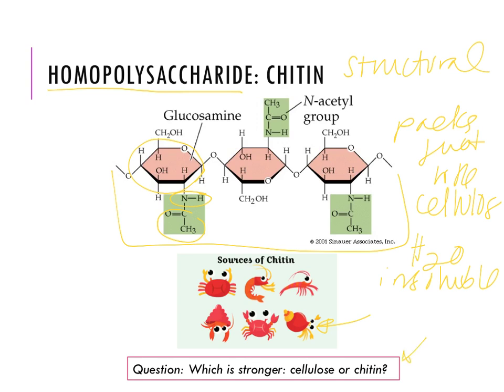Now, what's my question on this one? Which is stronger, cellulose or chitin? So if you'll remember, cellulose is a polymer of glucose. So there's an OH here, an OH here, something tied up there, and an OH here. So I'm just going to say this goes on and on. So what's different about the two is this functional group compared to this functional group. So which one is stronger when the chains pack tighter?